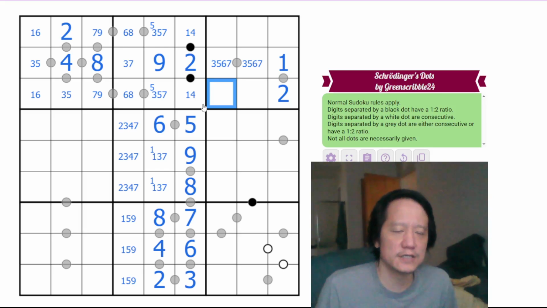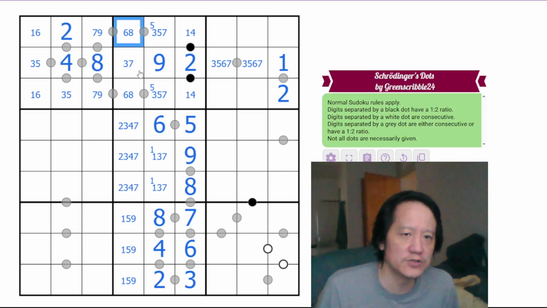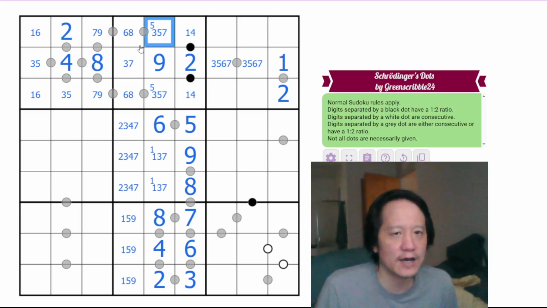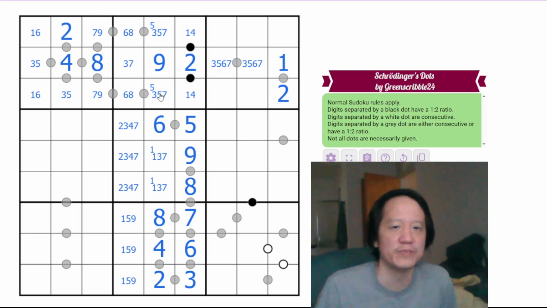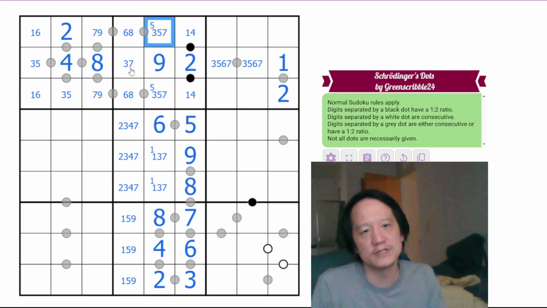What does that tell us? Actually, it does tell us a lot. One of these is guaranteed to be 8. 8 only has a relationship with 7 out of 3, 5, and 7, right? It's not consecutive with 3 or 5. It's not a 1 to 2 ratio with either of them either. So 7 has to be one of these two, which means this cannot be 7.